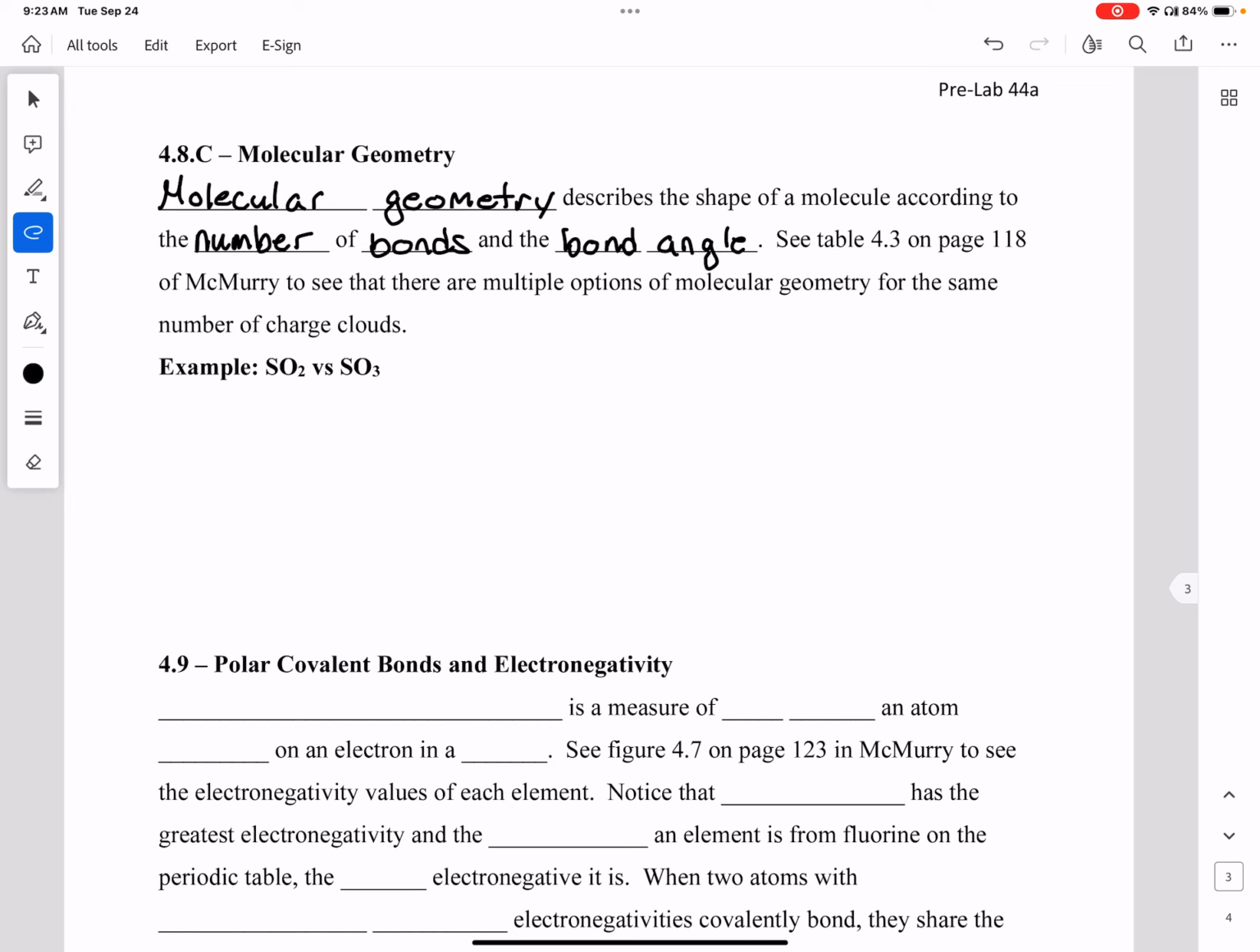So let's look at an example of SO2 versus SO3. SO2 has three charge clouds. One of them's a lone pair. So it's got a 120-degree angle. So three charge clouds, but it only has two bonding charge clouds.